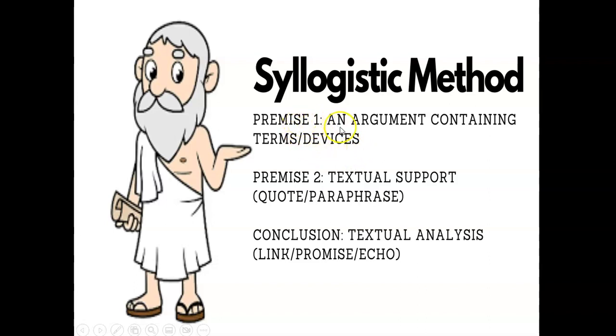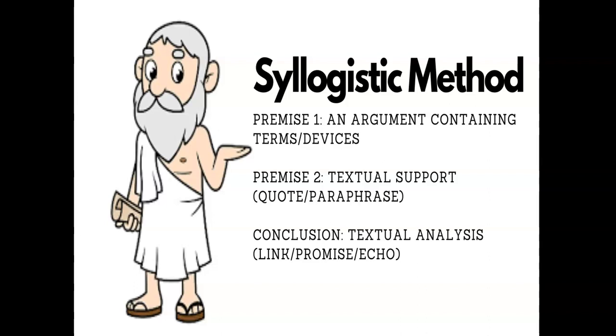So the first premise is an argument containing terms and devices. And that always takes 3 sentences. My first premises, no matter what the expository mode, is always going to be 3 sentences. On FRQ1, the College Board says your argument must be central. And I say that to my students every time they write expository pieces. Your argument must be central.